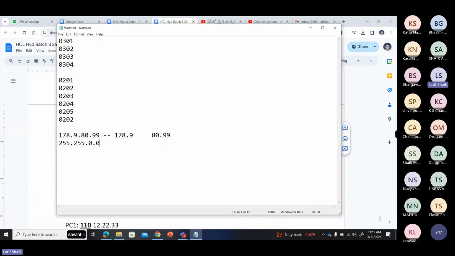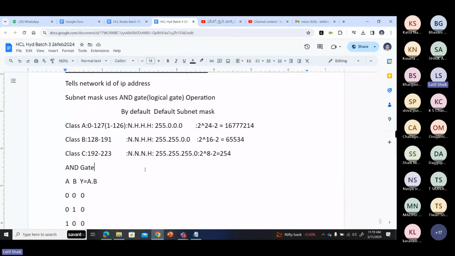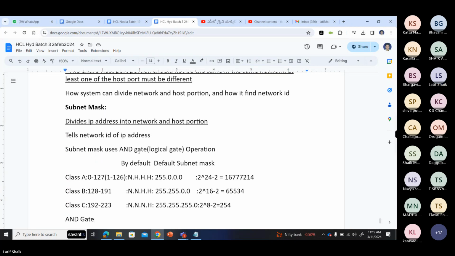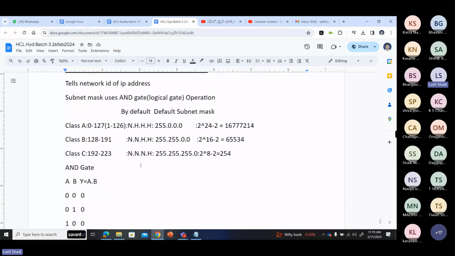When you assign an IP address, you must assign a subnet mask. The default subnet mask for a class B IP address is 255.255.0.0. By default means whenever you assign an IP address, it will automatically take the default subnet mask. If you take class A, 255.0.0.0 is your default subnet mask.